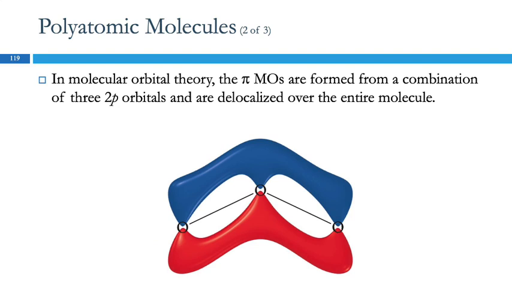In molecular orbital theory, those pi molecular orbitals are delocalized over the entire molecule. And so now we can have a single bond between each of these oxygens and a second bond that's spread out over all of them. So this model explains why ozone has equivalent bonds, because the electrons are delocalized.